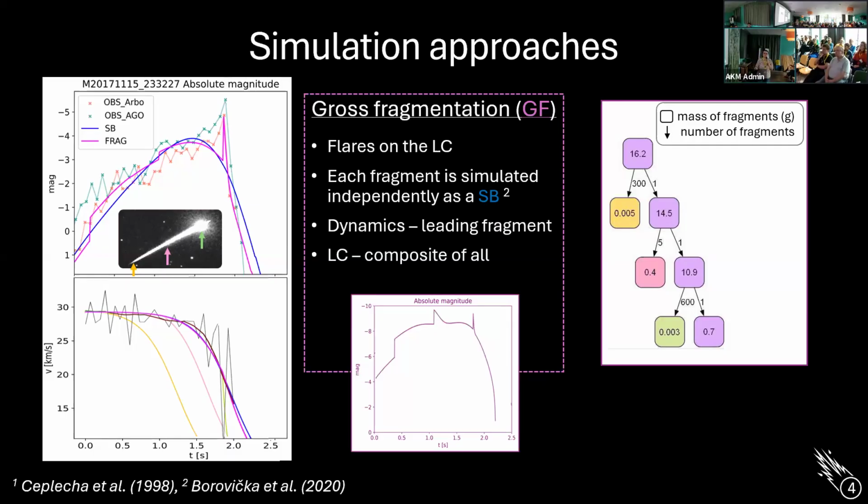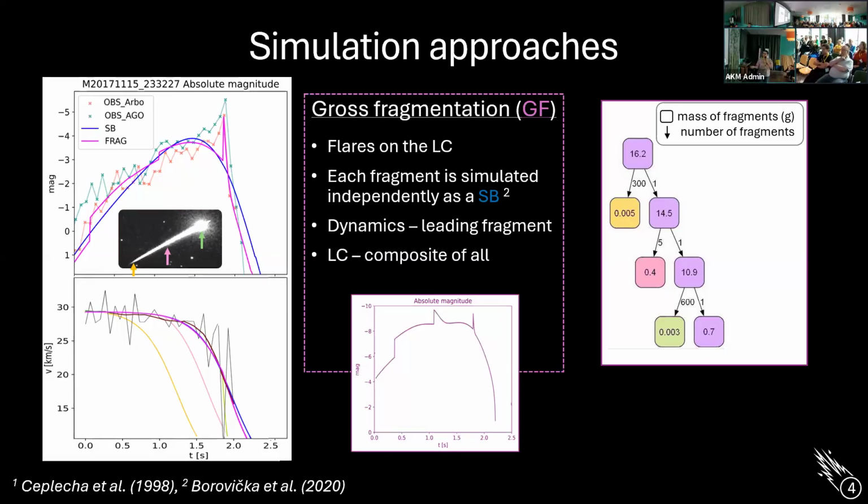So we have, for example, speed in time. That's compared to the observation. And we have fragments, their masses, and their amount. And there is a resulting light curve here. It's maybe a little less visible because the colors are not so good, but yeah.